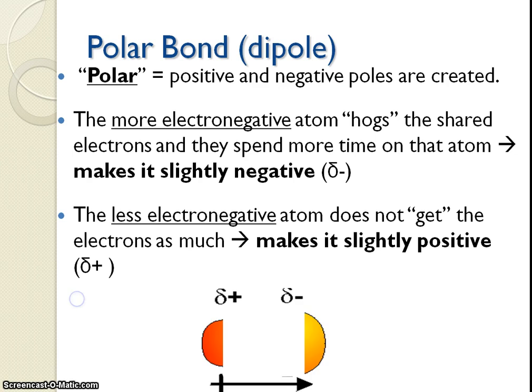positive on that side. So if you look at this picture, fluorine is the most electronegative element on the periodic table, so it sucks the electrons towards the fluorine, so it's slightly negative on the fluorine side and slightly positive on the hydrogen side. So it's kind of like you have a north pole and a south pole.